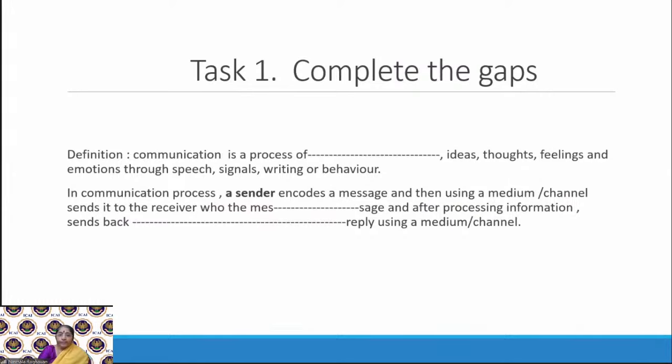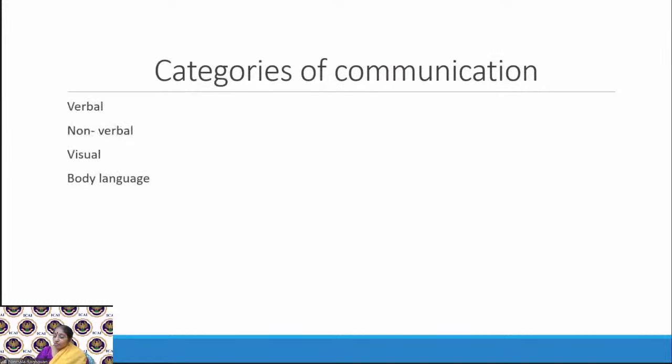Now let me move on. Categories of communication. What are the categories of communication? Verbal, non-verbal, visual, body language. What is verbal? When we speak, it becomes verbal. When we use only gestures or signals or facial expressions, that's non-verbal.